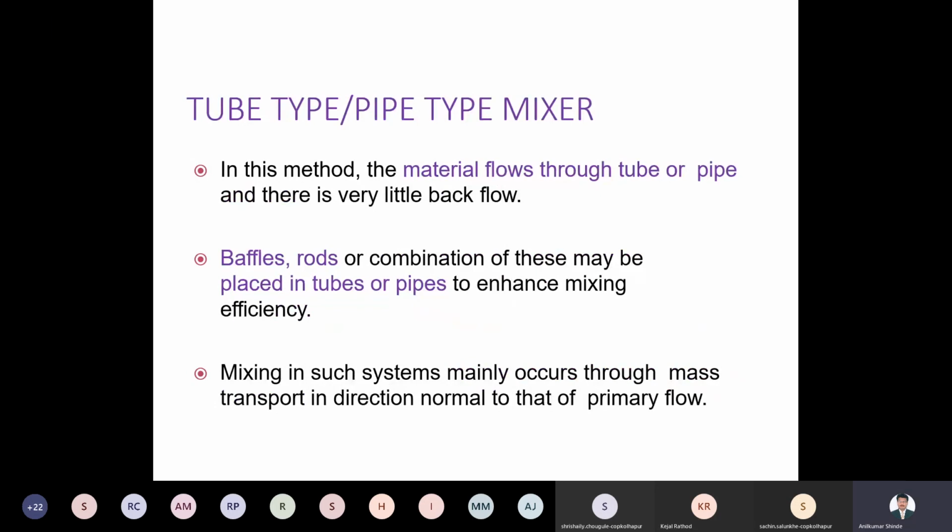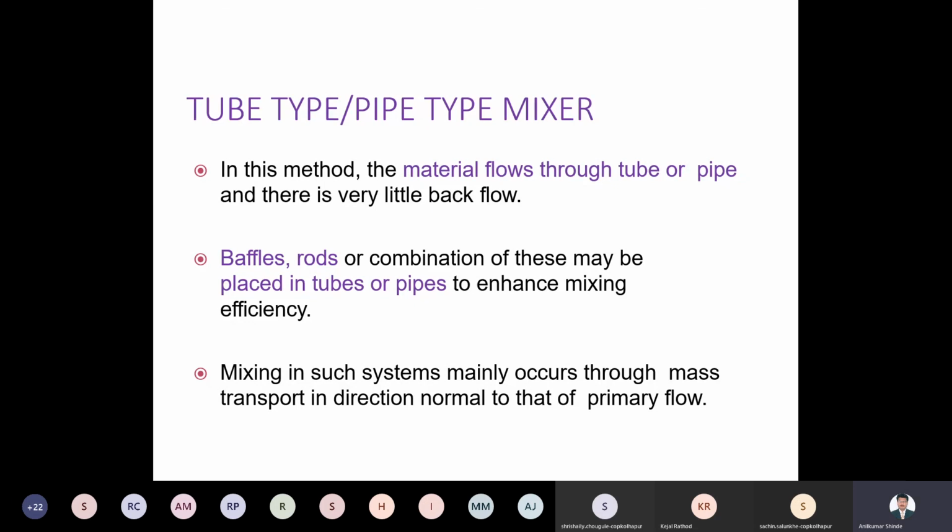These are the different types of mixers, including tube types. In this, the material flows through tubes or pipes. We can use different pipes to pass liquid from one place to another. In between the tubes or pipes, you can use different baffles or rods. You can place them between the pipes to enhance the mixing mechanism, so that mixing is at its highest with these baffles.